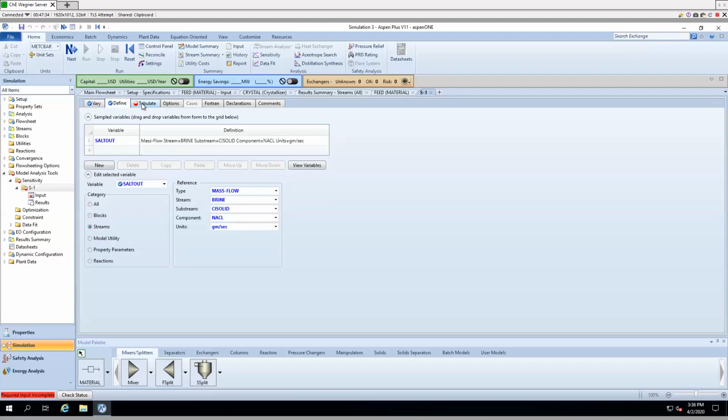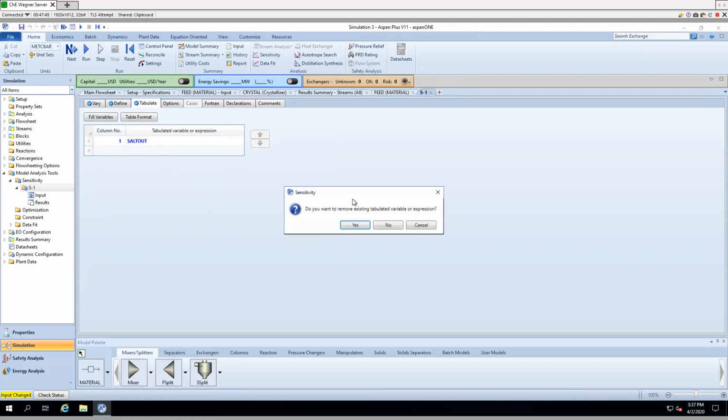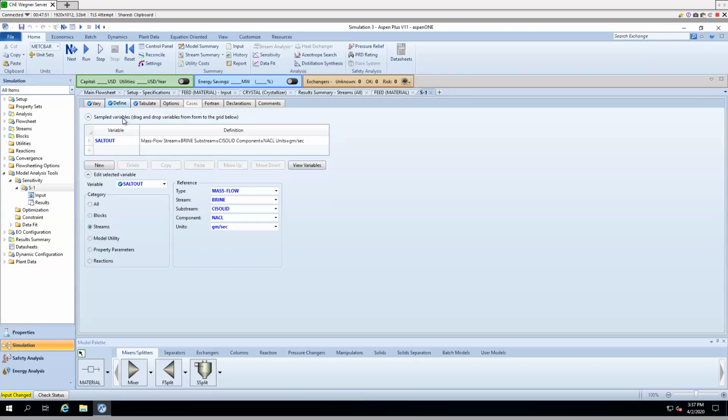Tabulate: all you have to do in tabulate is click fill variables. In the output table, it just means that for column number 1, this is what you want there. This is automatic. Whenever you hit fill variables, it'll ask, do you want to remove existing ones? And you say, sure, and it'll replace them with whatever you have defined in the define section. So our sensitivity study is done. Now we have to hit run. And we'll see that we have this blue box here.